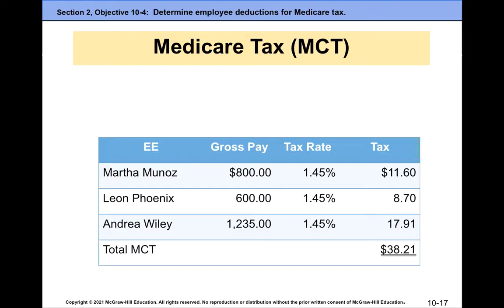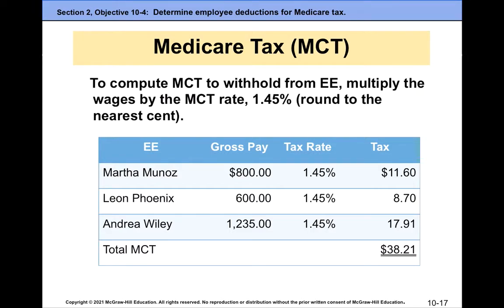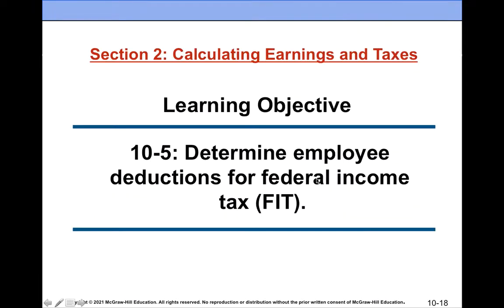Medicare tax. It's easier to think about Medicare because there is no Medicare base or cap. So if you earn 10 million a year, you pay Medicare on all your earnings. So to calculate Medicare tax, we simply take the entire amount of the gross pay, multiply it by 1.45%, and we get the amount of Medicare tax. So 1.45% is 0.0145, right? It's less than 1.5%.